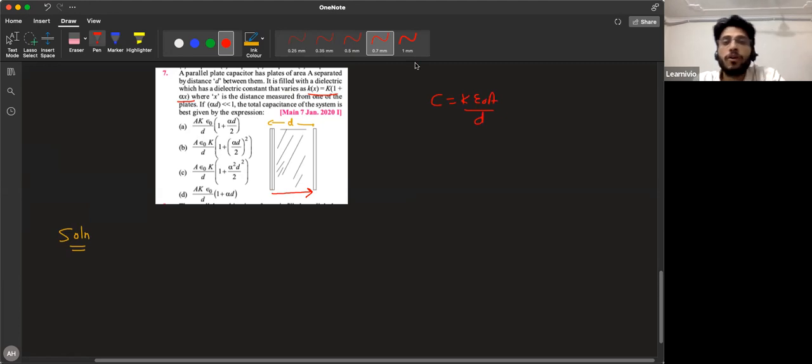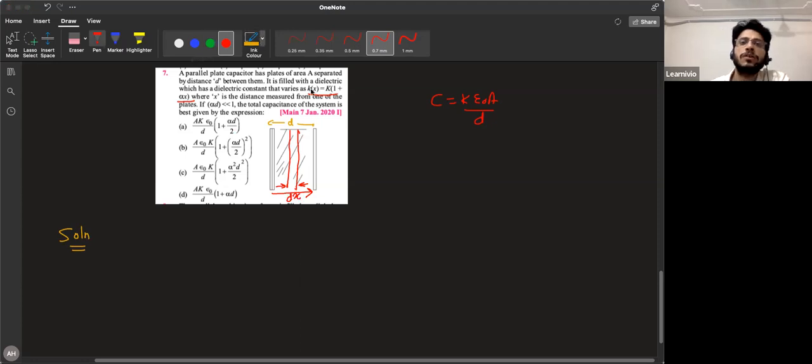But if your dielectric constant is variable, then what we do is we take a small section here, a very small strip. We call the thickness of the strip dx.